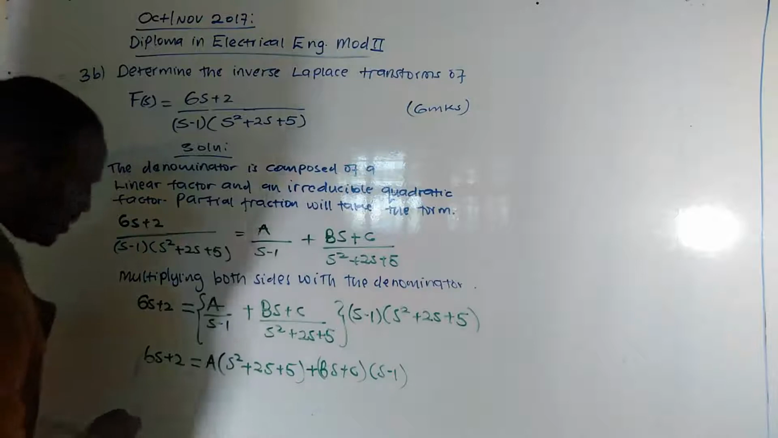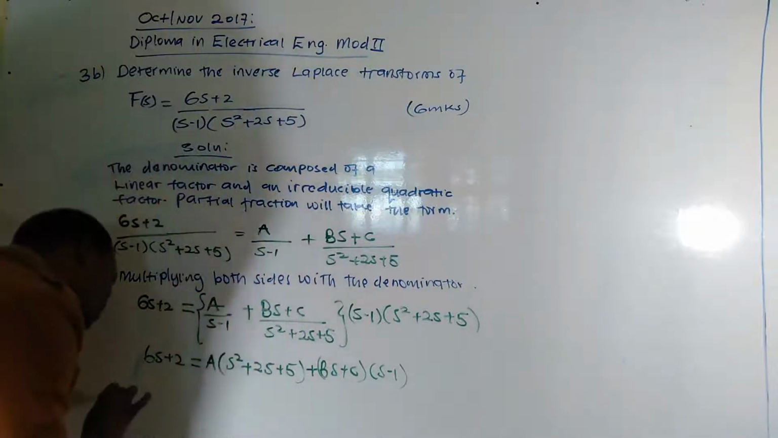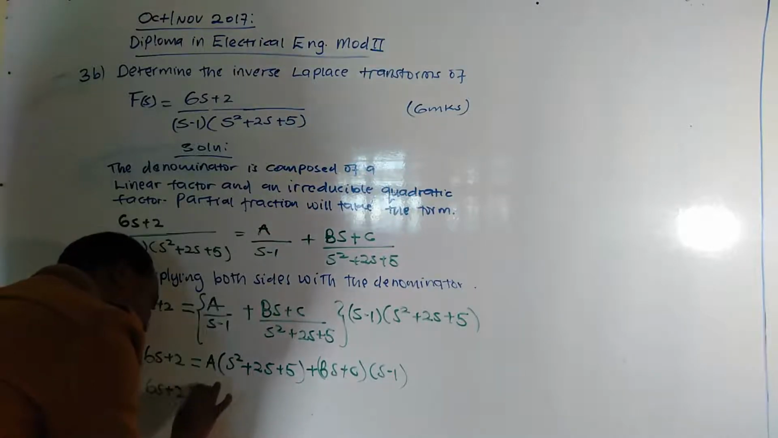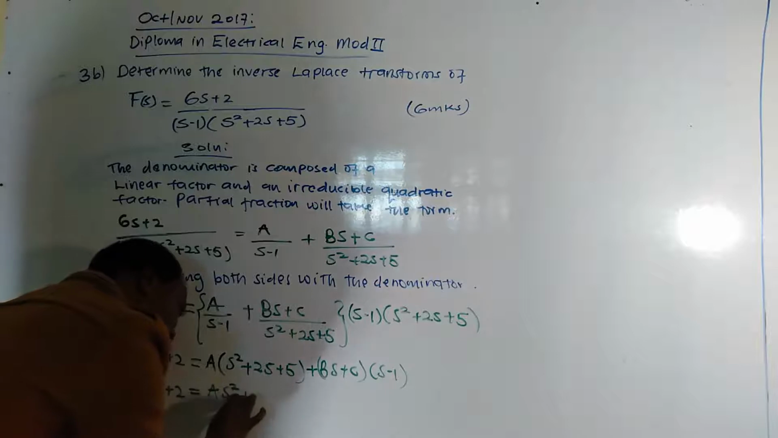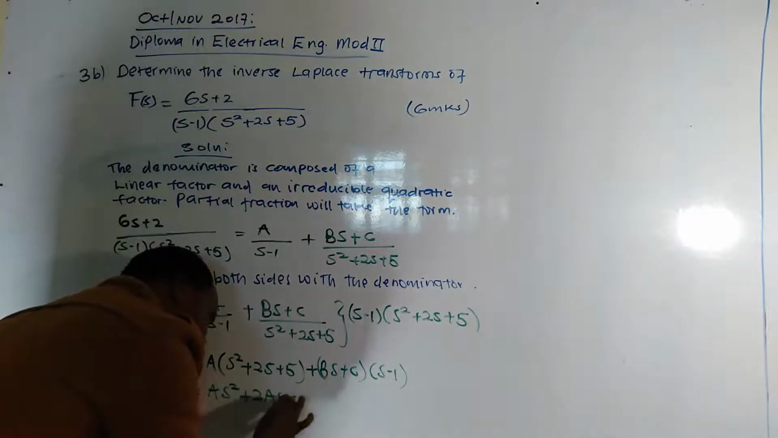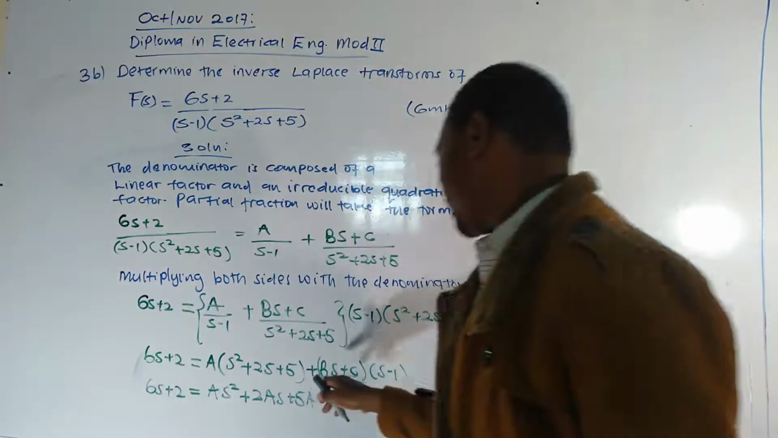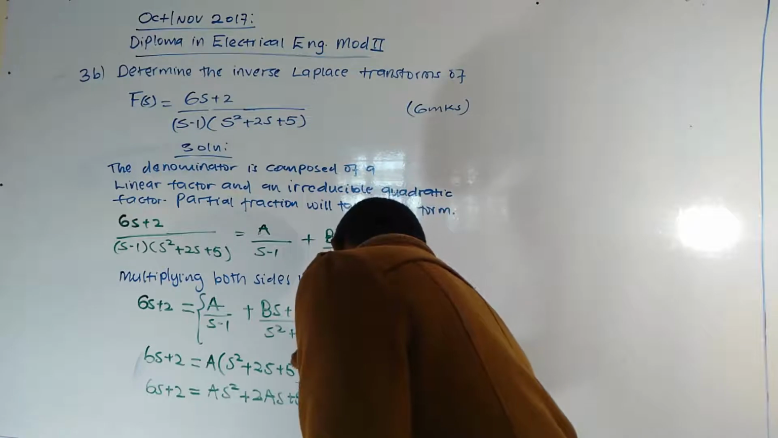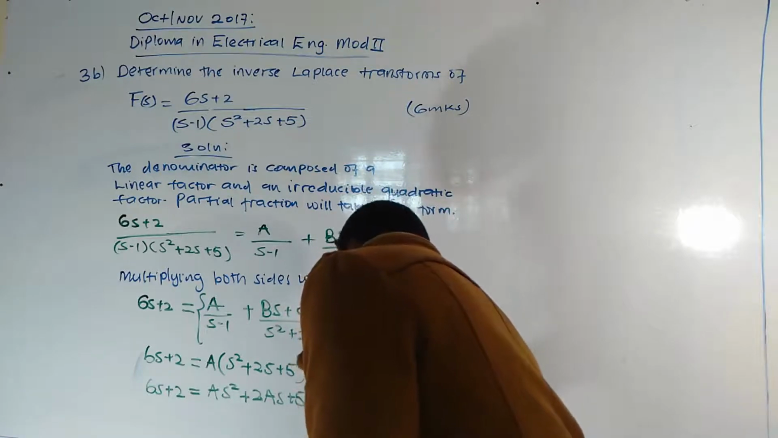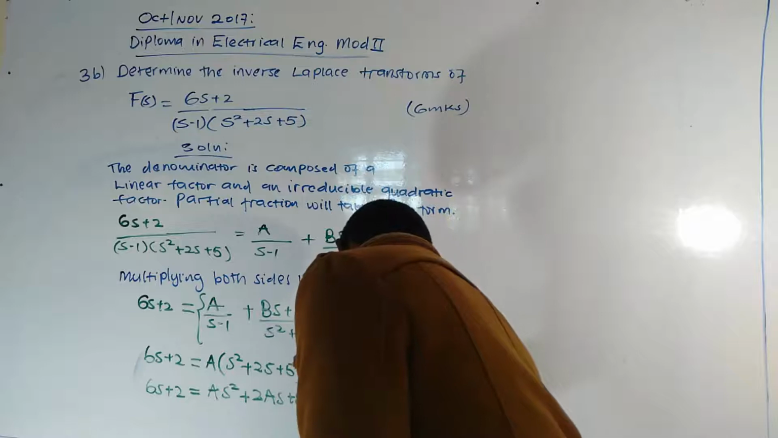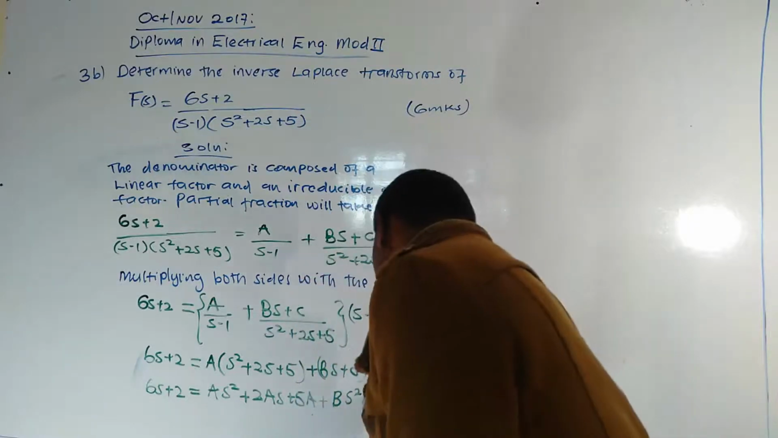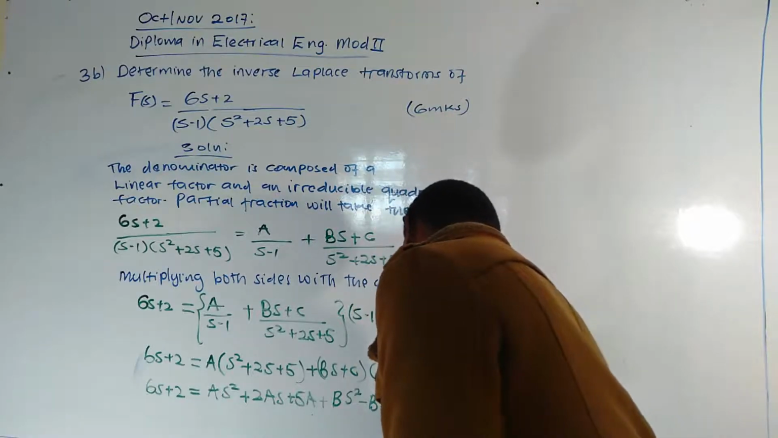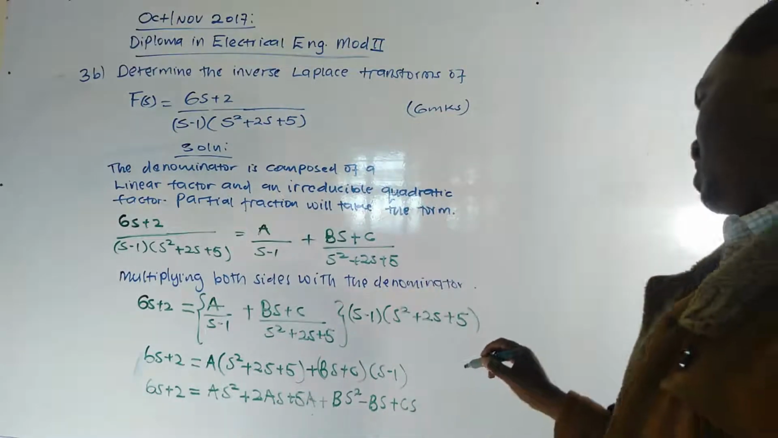We can now open the brackets, which will give us 6s plus 2 is equal to As squared plus 2As plus 5A. We now multiply this and this, which will give us Bs squared minus Bs plus Cs minus C.